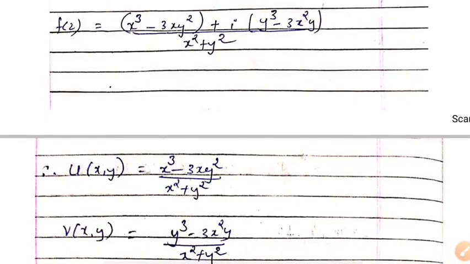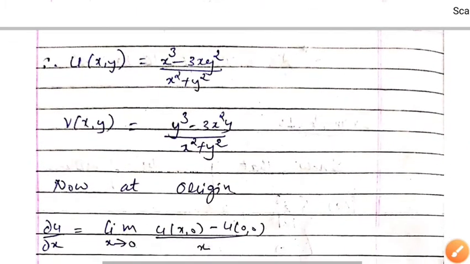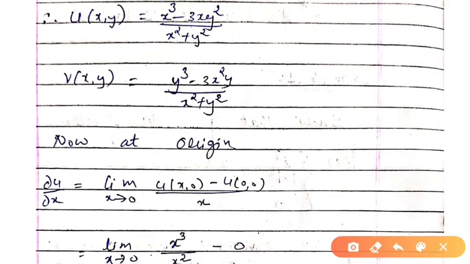Now we know that for the function f of z, we are taking u plus iv. That means the real part is u and the imaginary part is v. So here the real part u of x, y will be x cube minus 3x y square upon x square plus y square, and the imaginary part v will be y cube minus 3x square y upon x square plus y square.